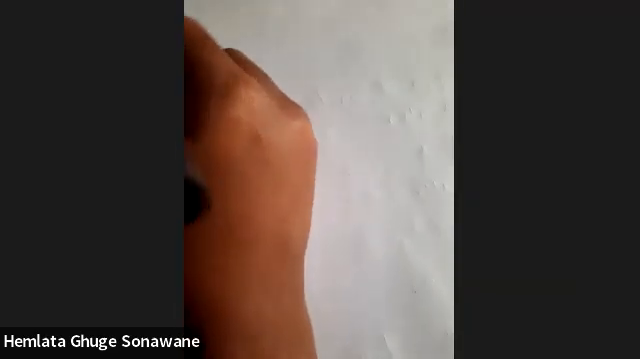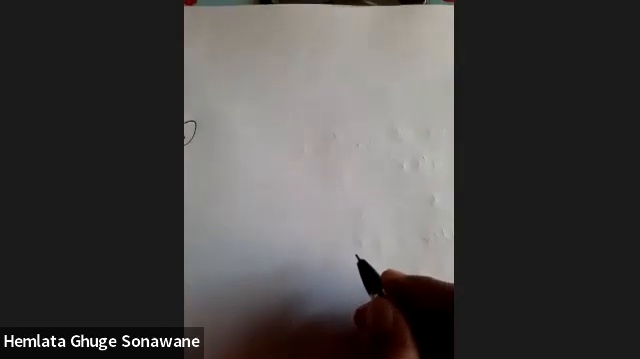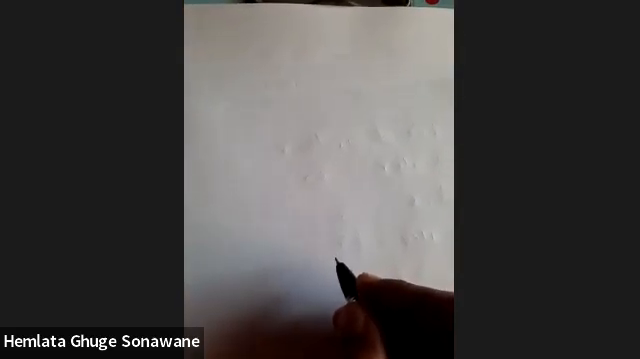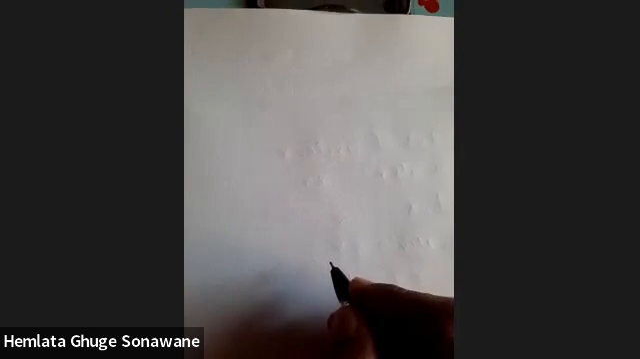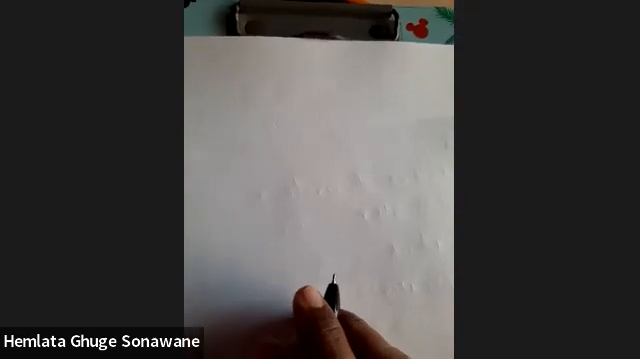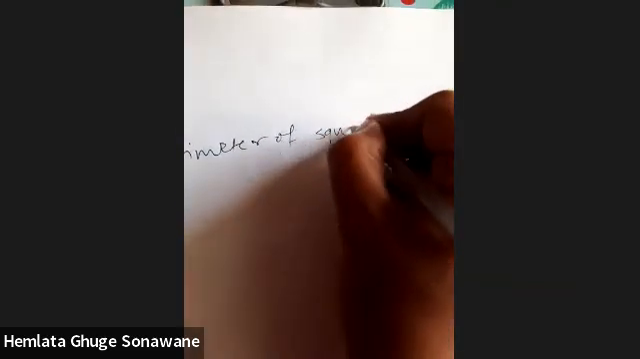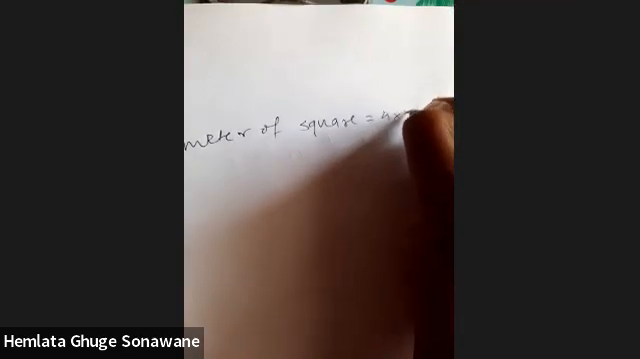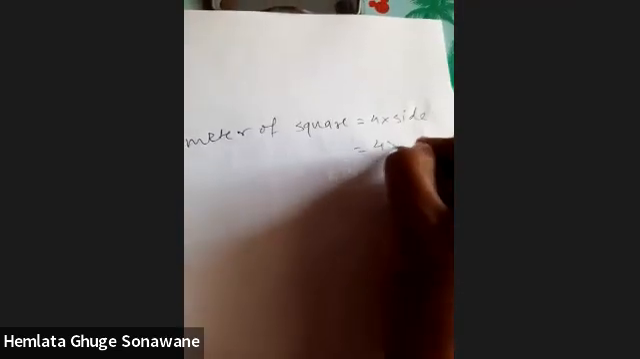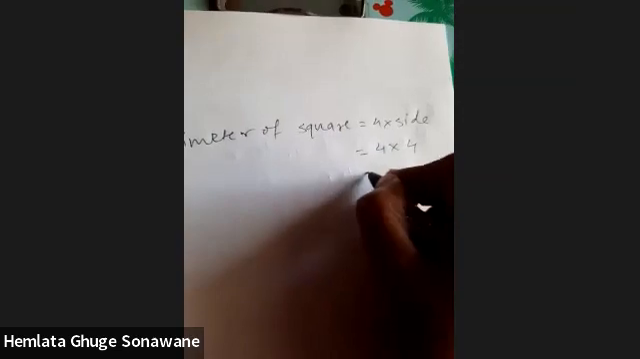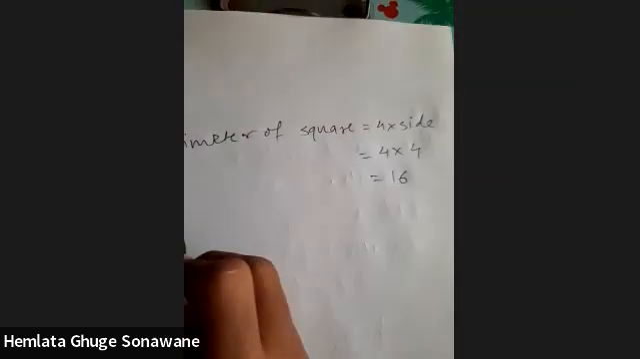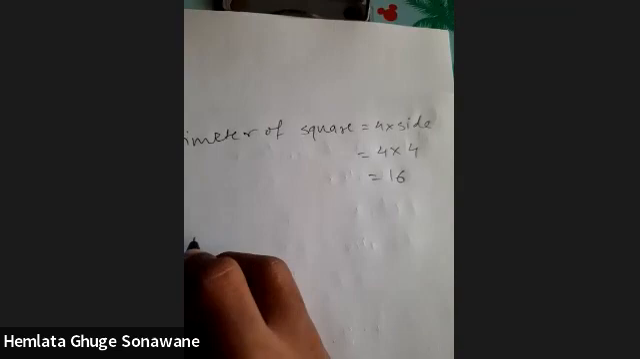Third example of question number 3. The ratio of perimeter to area of a square having side 4 centimeter. Now here we have to find out the perimeter of a square. That is equal to 4 into side. Side is given, that is 4 into 4. It becomes 16. Okay, and we have to find out the area of a square.